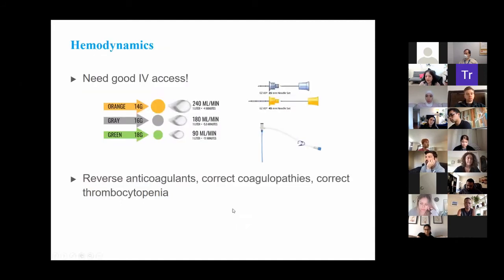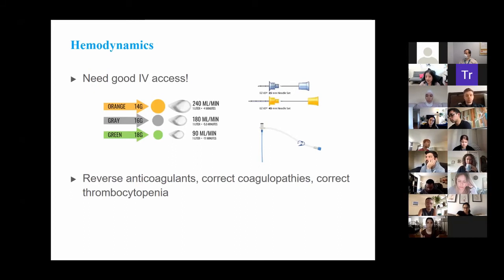All right, so last in our ABCs are our hemodynamics. So remember, we talked about in these patients, they typically are not exsanguinating. That doesn't mean that they don't need to be resuscitated. Very often they might need that. They may also need a reversal of anticoagulation or coagulopathies or thrombocytopenia. So you need to think about good IV access. This is not any different than any other bleeding patient, right?